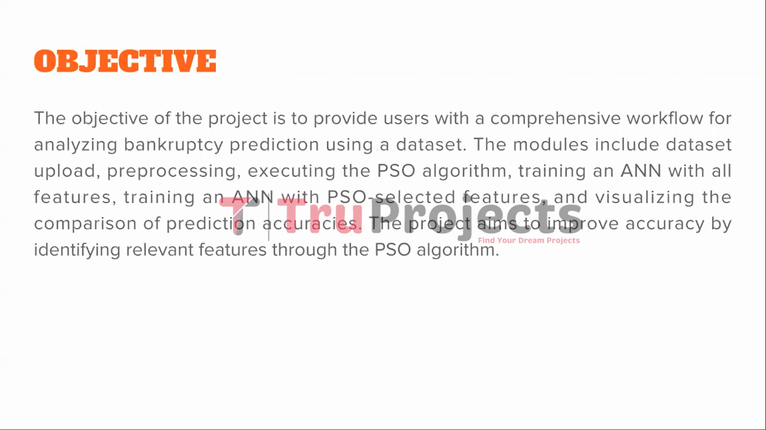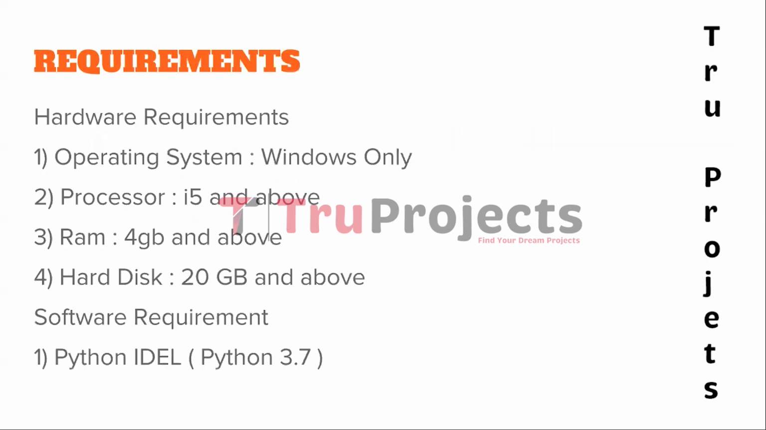The objective of this project is to offer users a complete workflow to analyze bankruptcy prediction utilizing a dataset. The workflow comprises the modules such as dataset upload, pre-processing, executing the PSO algorithm, training an ANN with all the features, training an ANN with PSO selected features, and visualizing the comparison of prediction accuracies. The primary goal is to enhance the accuracy by utilizing the PSO algorithm to identify the features in the bankruptcy prediction process. These are the basic requirements that are needed to implement this project.